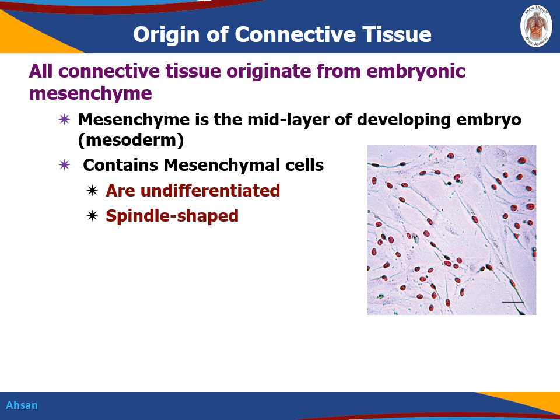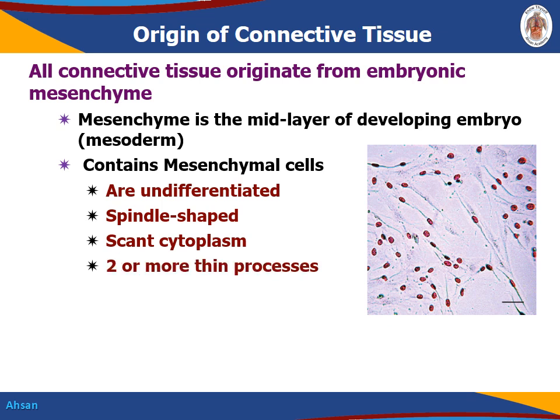So they look like spindle-shaped cells, means having two ends narrow, a dilated mid part containing the nucleus. They have scanty cytoplasm and two or three or more processes, cytoplasmic process. They are thin process, and the nucleus is very large with prominent nucleolus.